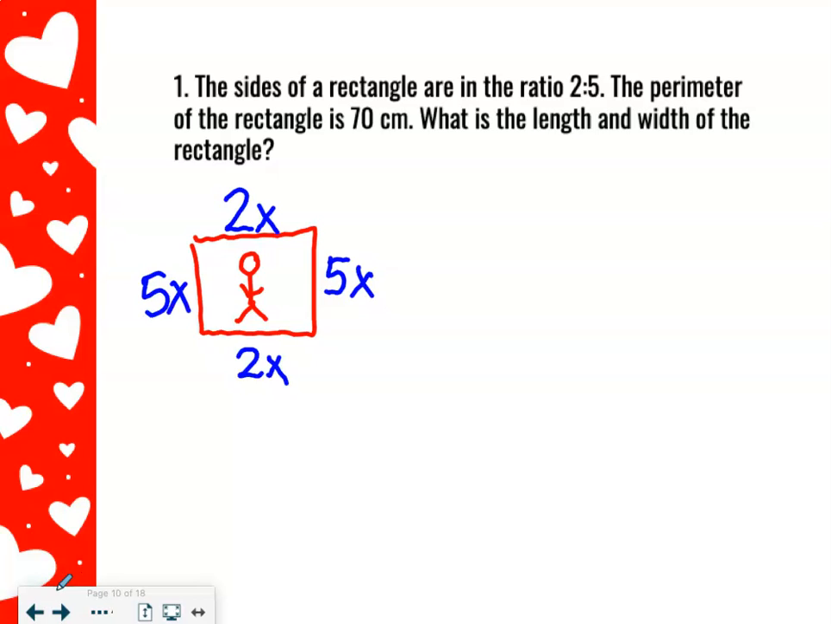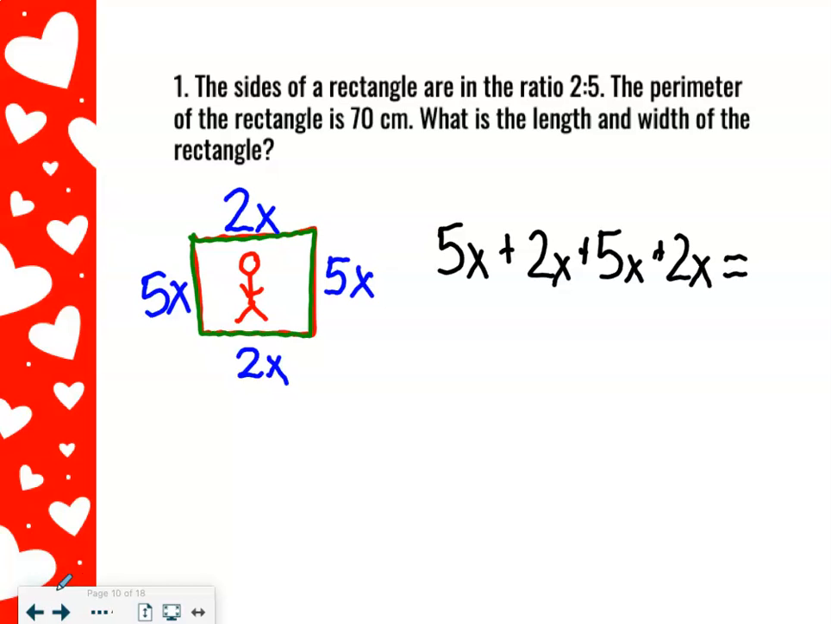And then remember, perimeter is if you were to walk all the way around our rectangle, and we see that that is 70. So what we have to do is add up all of our sides. So 5x plus 2x plus 5x plus 2x equals 70. How many x's do we have? Well, 5 plus 2 is 7. 7 plus 5 is 12. Plus 2 more would give me 14x equal to 70. Divide by 14, and we get x is equal to 5.